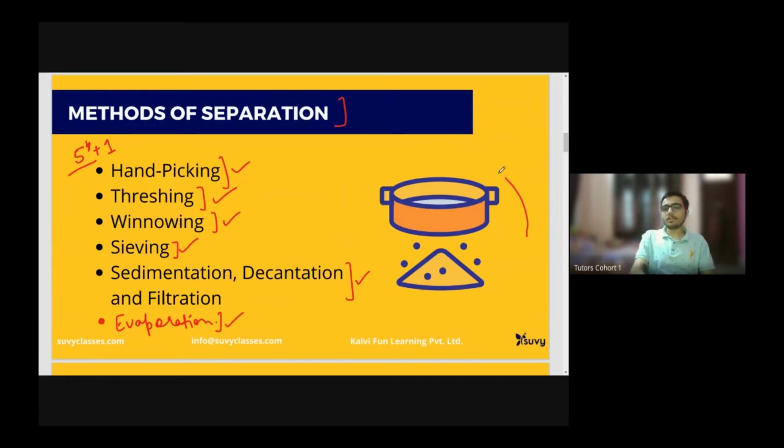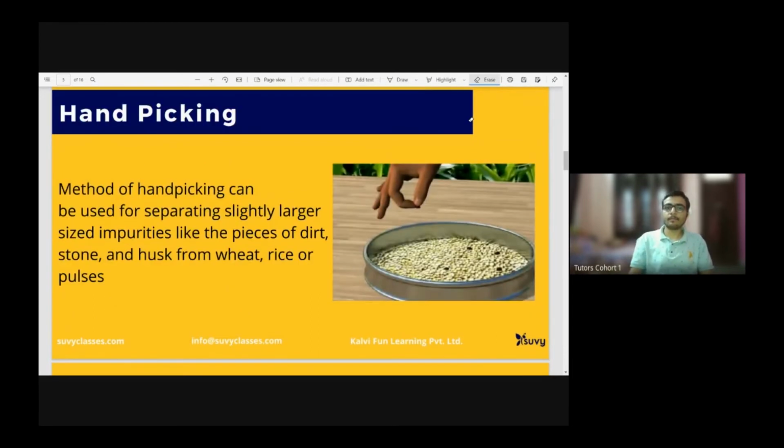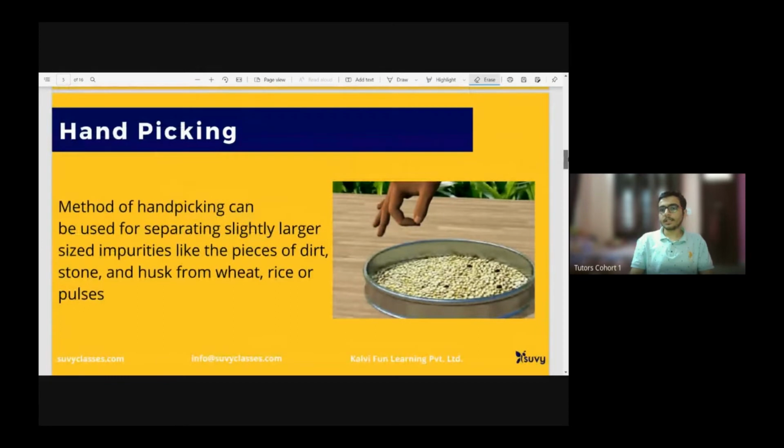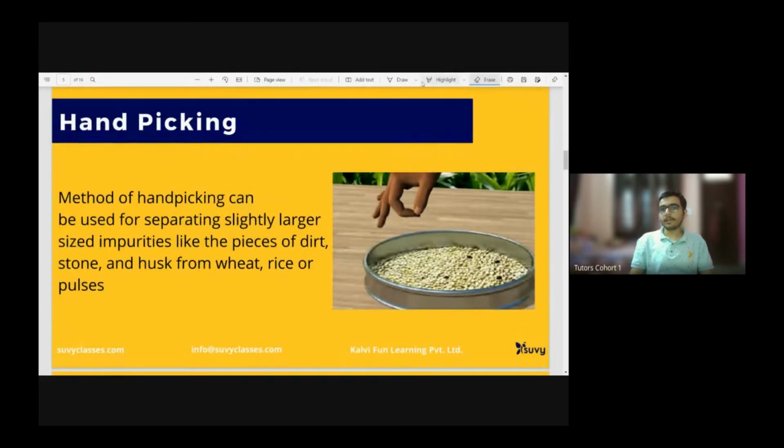Okay, can you see this image? This is nothing but sieving. Okay, I'll show you in the further images. Okay, then that will be clear. Hand picking. Yeah, perfect. Hand picking. What is hand picking? Picking up of impurities by hand.